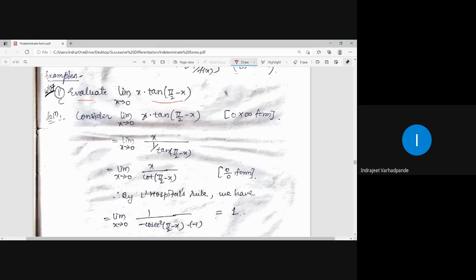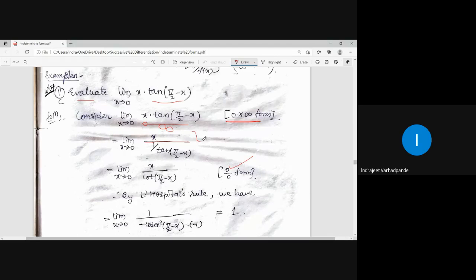So if you consider the question, when you put the limit, this is 0 and this is tan 90. What is tan 90? Infinity. So which form is it? 0 into infinity form. I have to convert it into the form 0 by 0. So bring this infinity term to the denominator by taking the reciprocal.